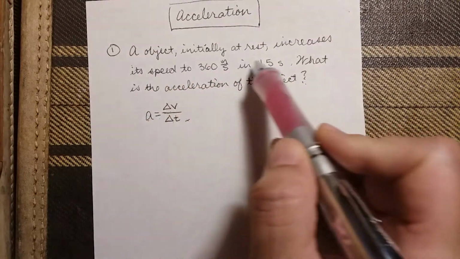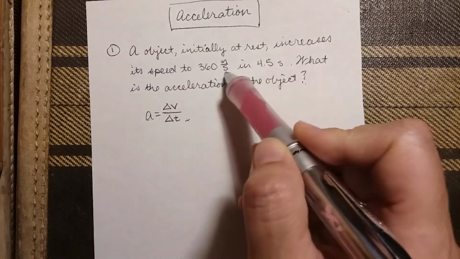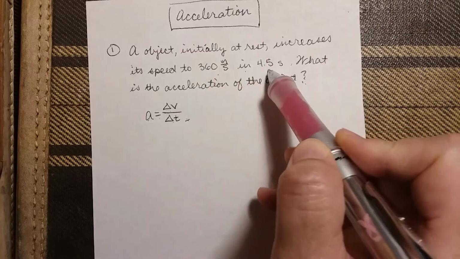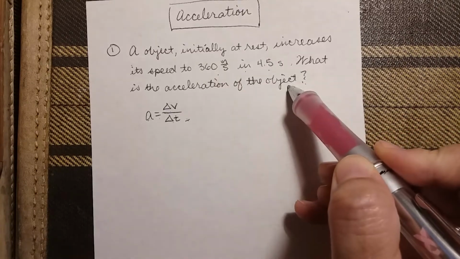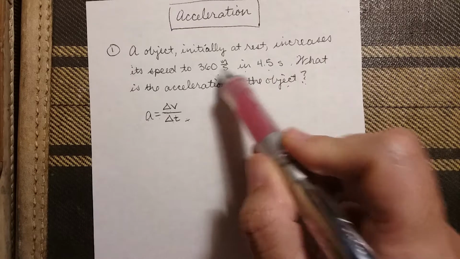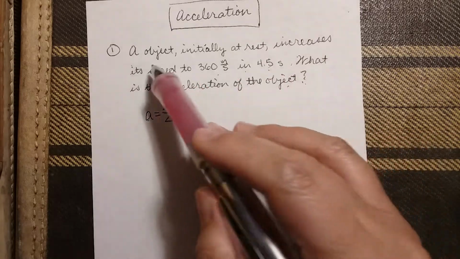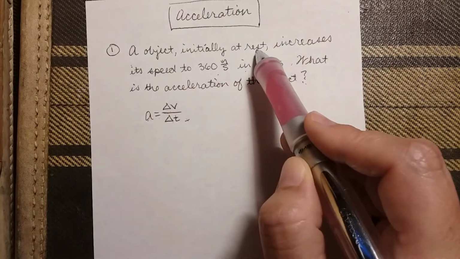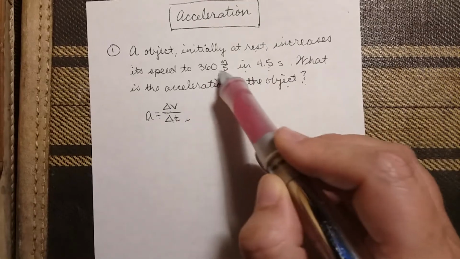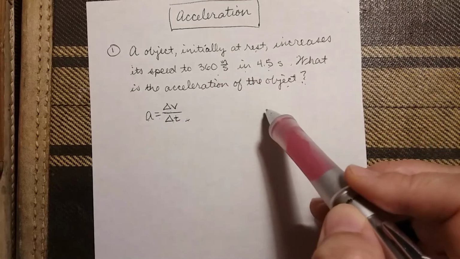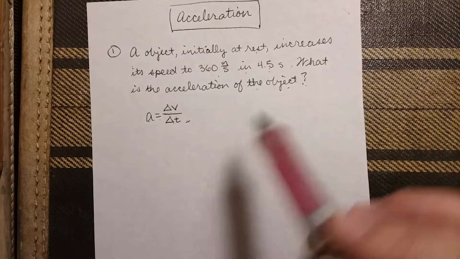So an object initially at rest increases its speed to blah, blah, blah, in blah. What is the acceleration of the object? It doesn't matter what these are, it just helps me get the story to say we have an object that starts out at rest, increases its speed to something in some amount of time. And then what's the acceleration?